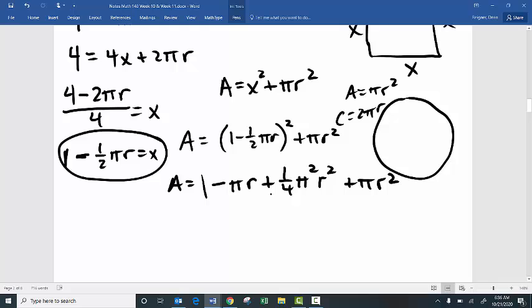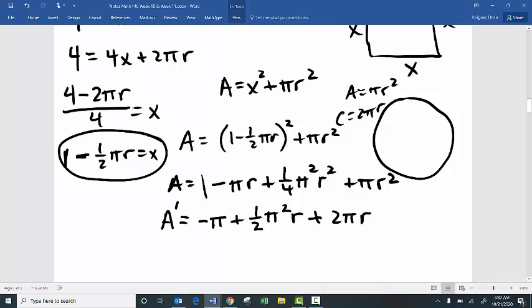So now you're actually ready to take the derivative. The derivative of A is A prime. Derivative of 1 is 0. So now this one, think of r like an x. The derivative of negative pi r is negative pi. This one here, the derivative of this one, 2 goes times 1/4, which is 1/2. Pi squared comes along because it's a number, and then r goes to the first power. So think of that as like an x squared, plus 2 times pi is pi, r goes to the first power.